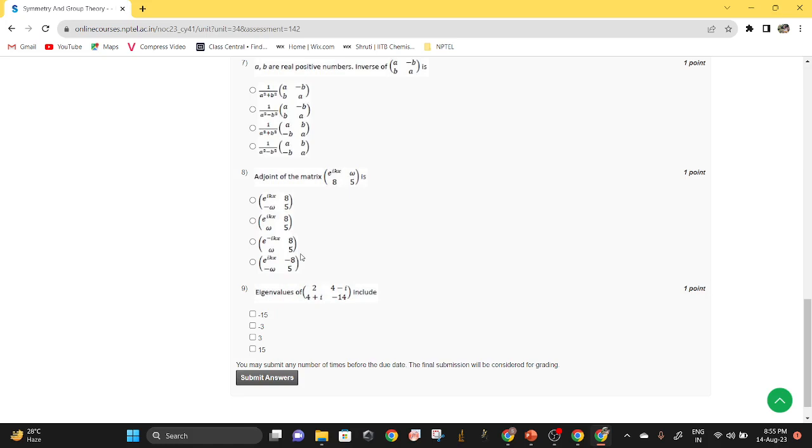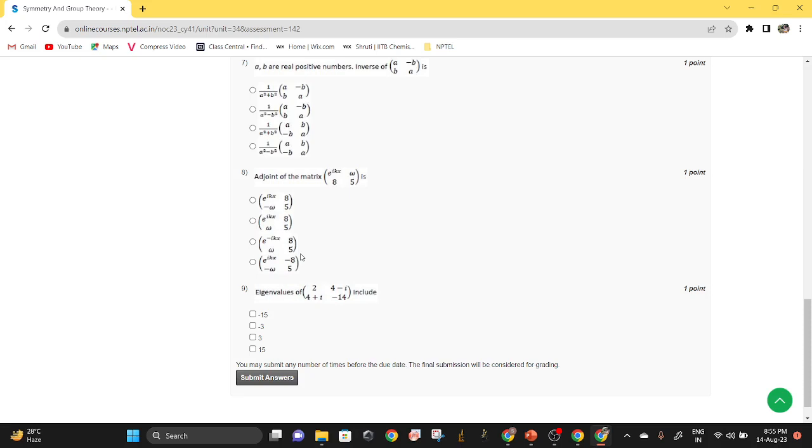Even with the long method, you find the matrix of the cofactors, then transpose that matrix, and then multiply it with the reciprocal of the determinant. So try to find it through the cofactor method. Maybe you will get it.